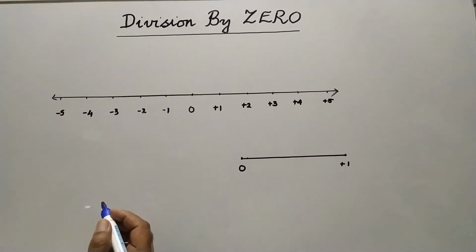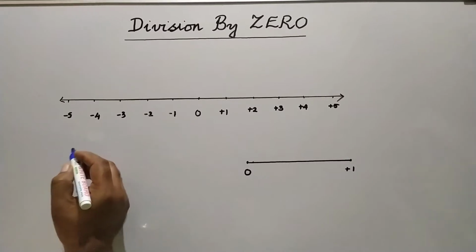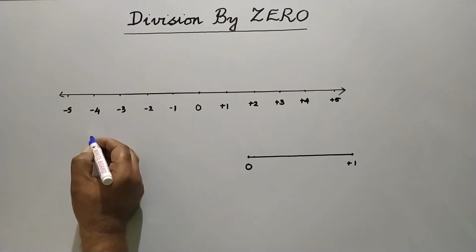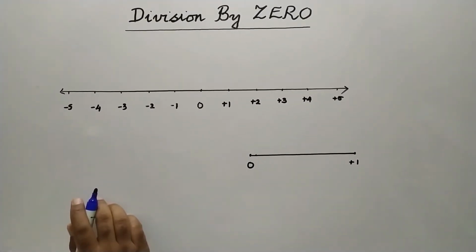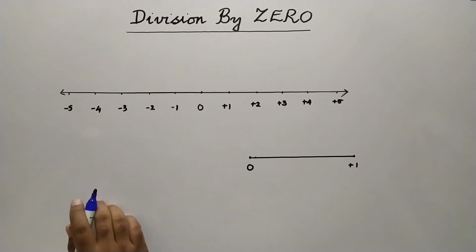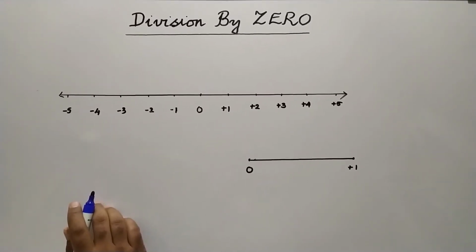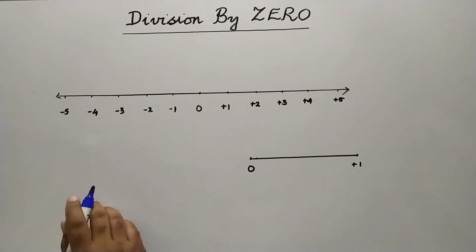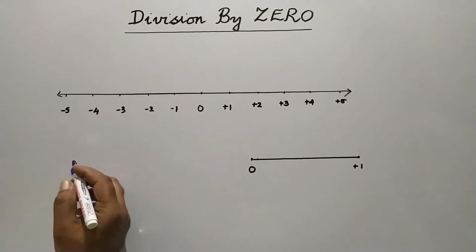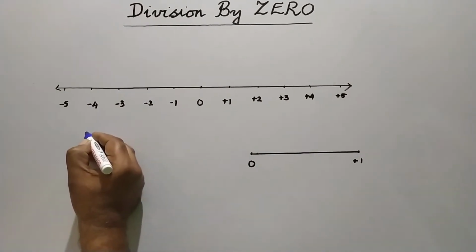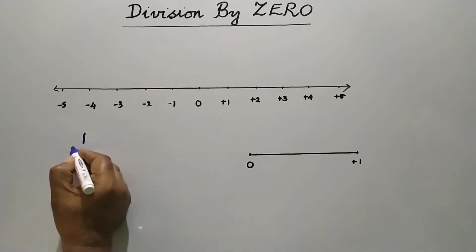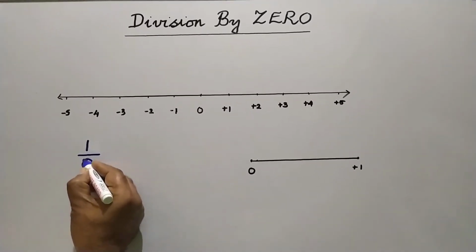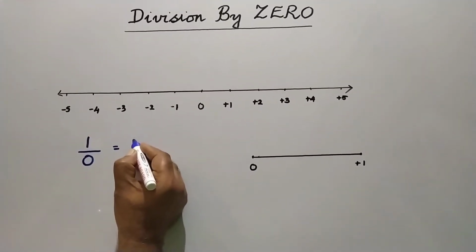Dear friends, there is always a doubt, or a confusion, about getting the answer when we divide any number by 0. Let us try to find out what it is. Our discussion for today is to find out what 1 divided by 0 is equal to.